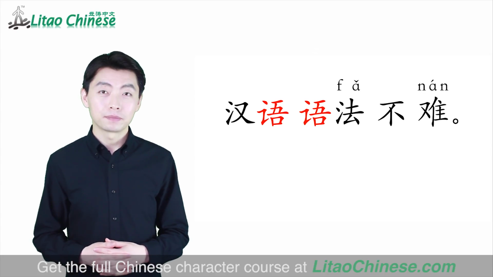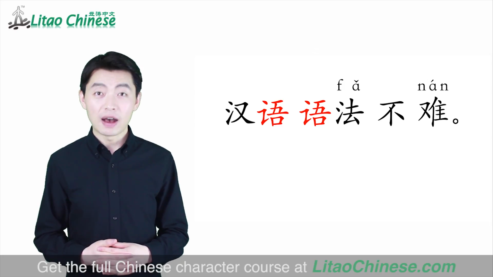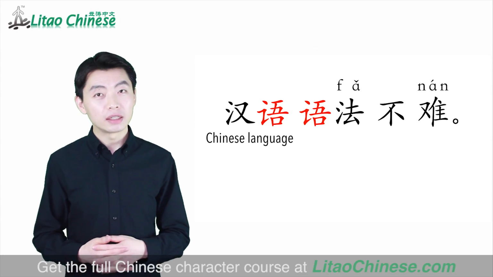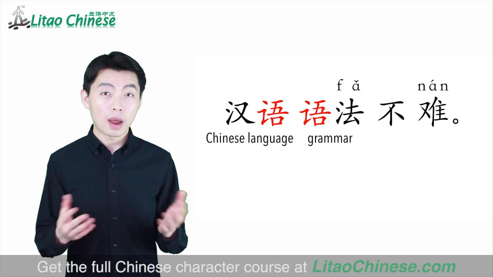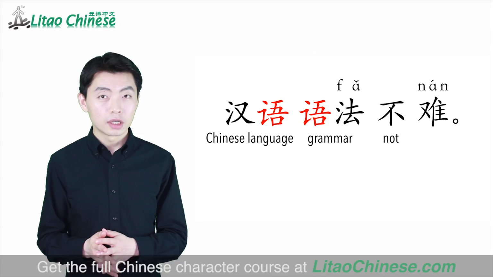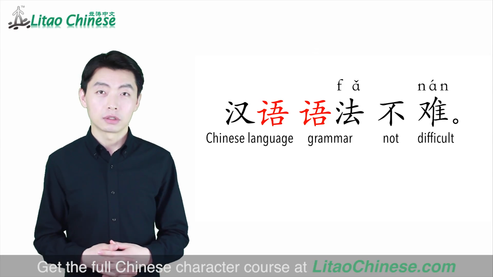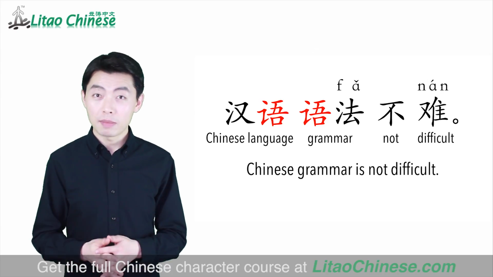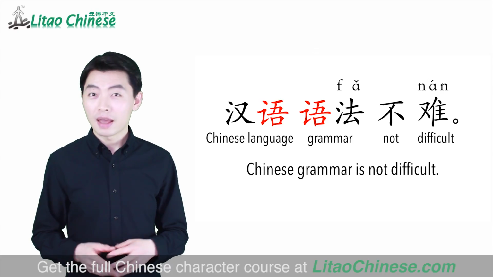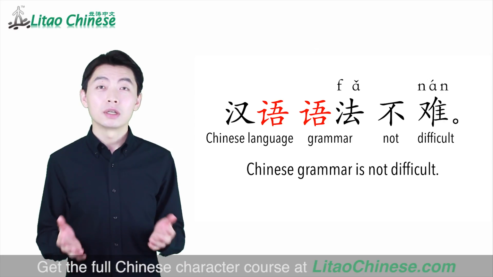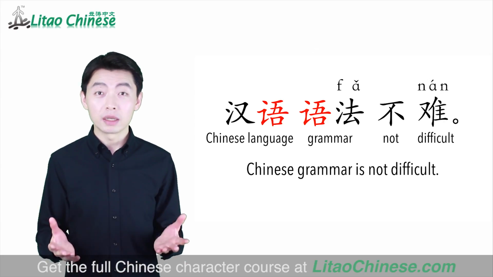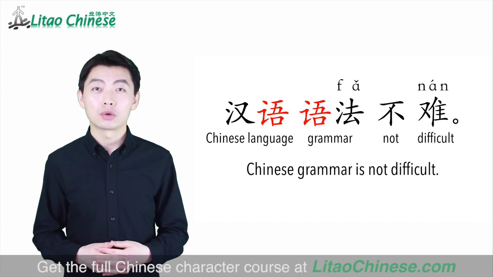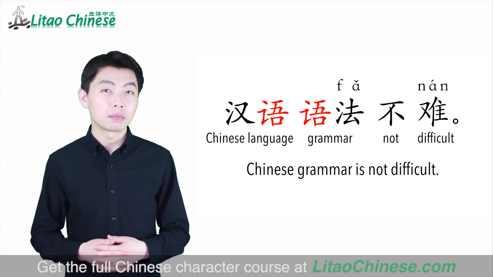Here is the sentence. 汉语语法不难. 汉语, Chinese language. 语法, grammar. 不, not. 难 means difficult. So the meaning of this sentence is Chinese grammar is not difficult. Actually, sometimes Chinese grammar is probably the easiest. After learning our elementary Chinese courses, you will agree with me for sure.